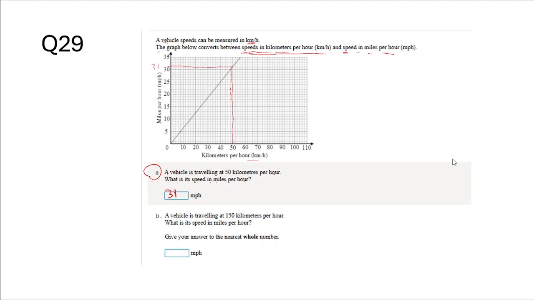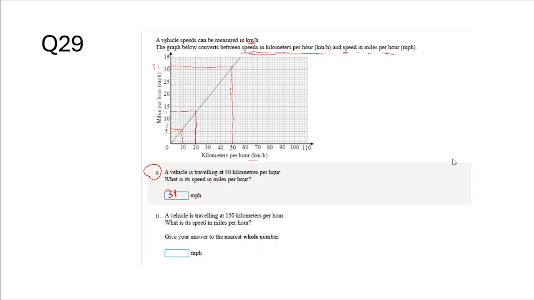Okay, let's see this one also. Let's say if we are going with 20. So 20 will go up like this one. So here it would be 13. Okay, for 10, going for 10 like this is 6, and so on.